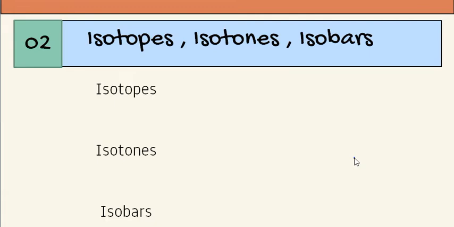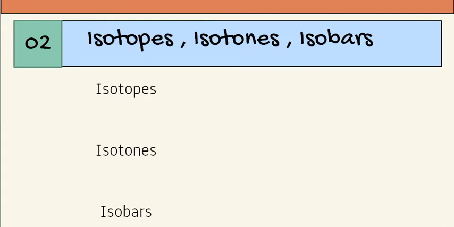Next we are dealing with isobars. Isobars are atoms of different elements having the same mass number but different atomic number. For example, sodium and magnesium. Earlier we were using the isotope of magnesium, so here the magnesium we are using is different.